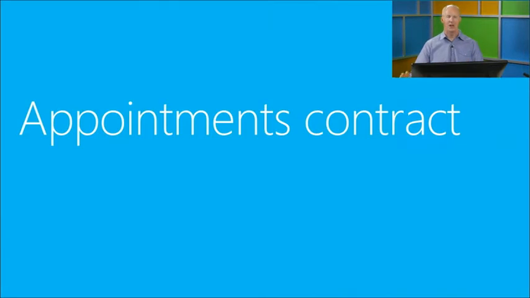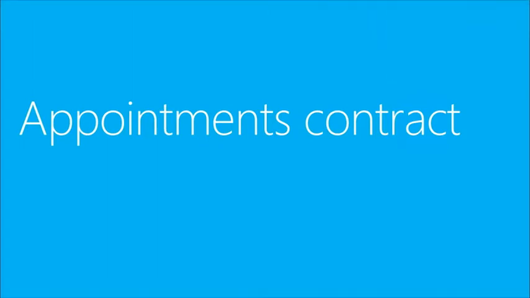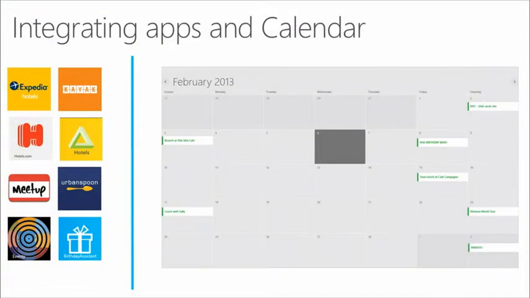Okay. So next, let's talk about the appointments contract and integrating appointments from a user's calendar into my application. It works really the same way that we had seen with People and Contacts, where I have all these different apps on my machine that are associated with dates and with time, and then I've got my calendar application that's installed with Windows 8.1.